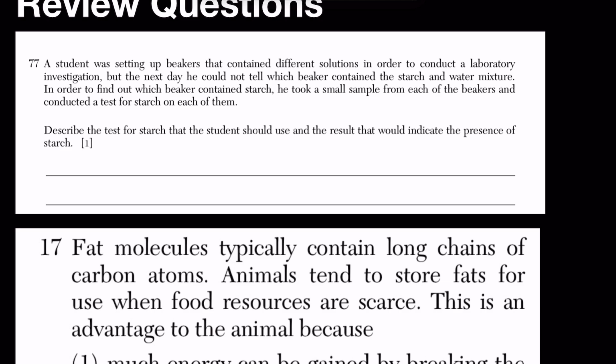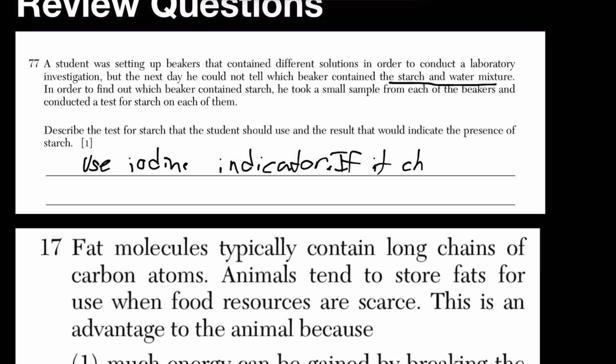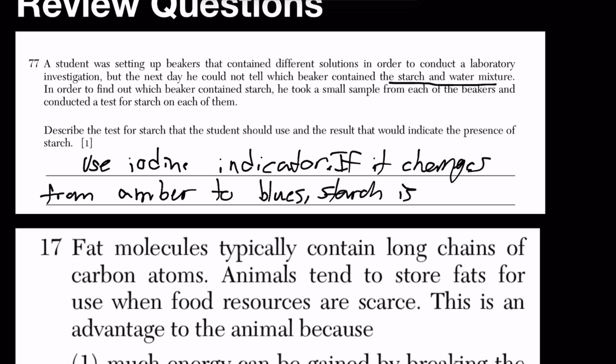So this question is really just asking which indicator is used for starch. So for this question, we have to remember that iodine is used for starch. So the answer for this would be use iodine indicator. And then we know that starch is present if it changes from amber to blue. So then we can just write, if it changes from amber to blue, then starch is present. And that's all we need to write for that one.